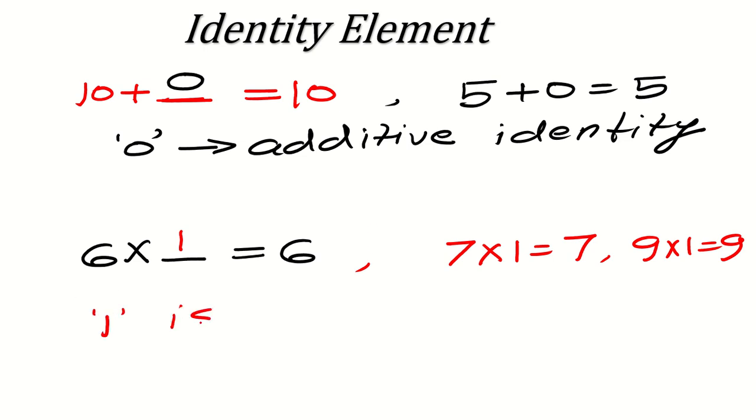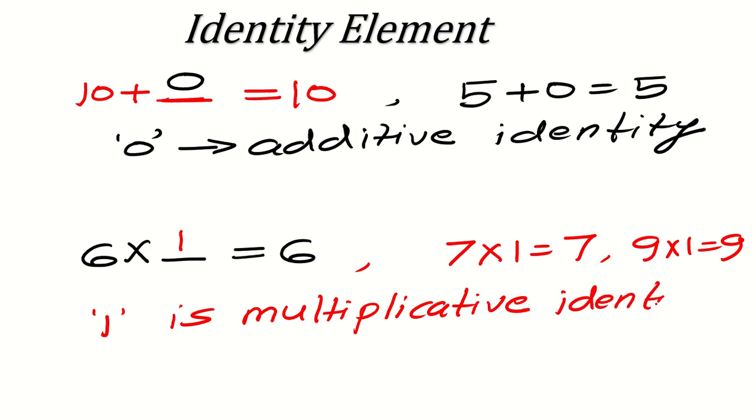1 is the multiplicative identity. Just remember the name also. 1 is the multiplicative identity. Now these two things are very easy for you to understand. Additive identity means 0 and multiplicative identity means 1.